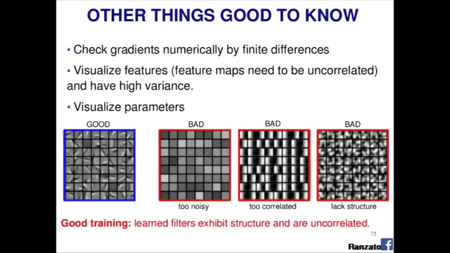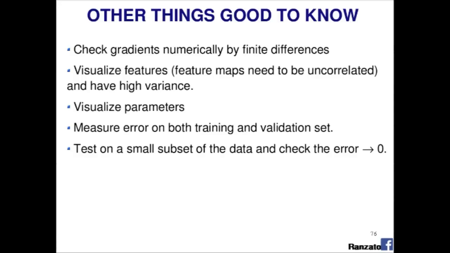It's useful to visualize the parameters. If we train on natural images, we would expect the first layer filters to end up being kind of Gabors. You don't want to find something that is noisy or filters that are too correlated or that lack structure. That points to some problems in how you optimize things. And Rob Fergus is going to show us this afternoon also how to visualize the higher layers. As a sanity check, it's good to test that when you train on a small training set, the error goes to 0. And it's good to track the error on both the training and validation set.